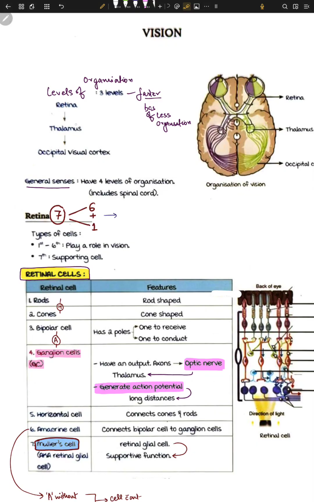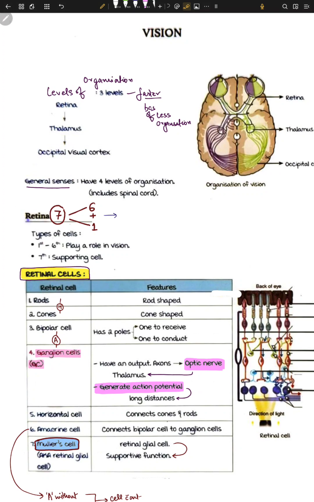We can study vision under three organizations. First is retina, second is thalamus, third is occipital visual cortex. This is cortex, it means it does all the computing. This is thalamus, a gateway to your cortex, a relay system, if you may understand it like that. And retina is just a bunch of neurons, a bunch of nervous tissue. The prime function of retina is to capture the light, collect the light and send it to the thalamus, and then the function of thalamus is to send it to occipital visual cortex.